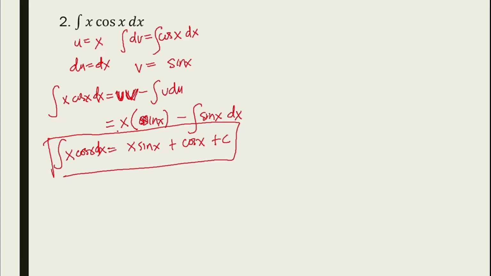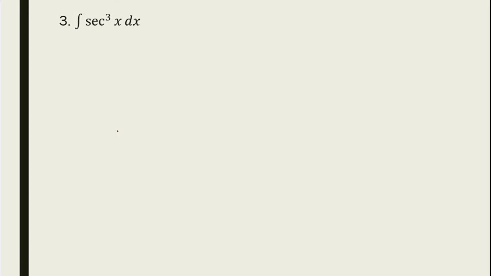Okay, so moving on with number 3, the integral of sec cube x dx. Here we can factor this part, so we have sec squared x and sec x dx. So what is our u here? When we pick u, our u here is sec x.